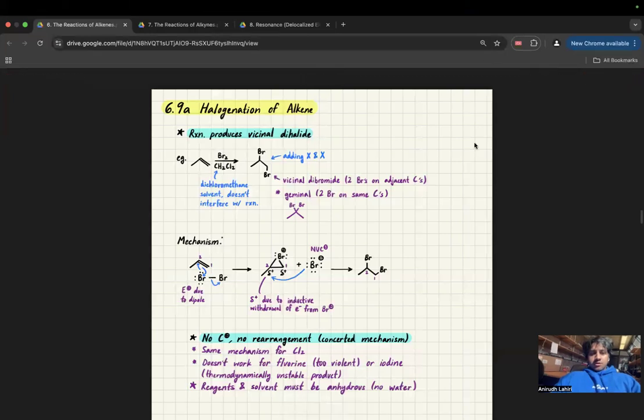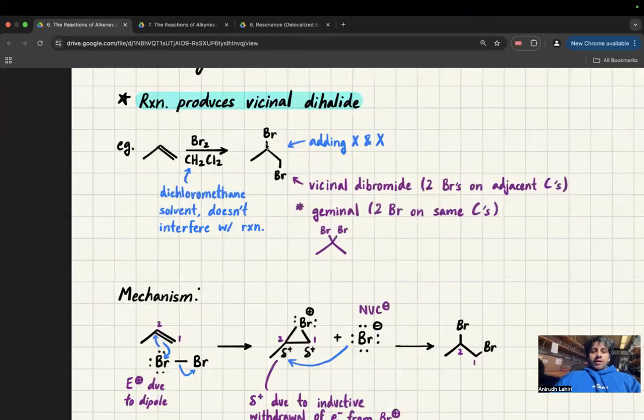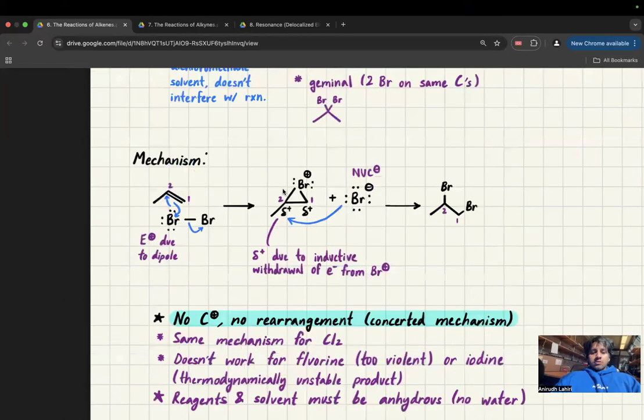Okay, so halogenation of an alkene. This reaction produces something called a vicinal dihalide. That just means that we have one line and we're adding the Br across the double bond. So I have a Br here, a Br here: di, two, halide, halogen. Okay, cool. So this is the mechanism.